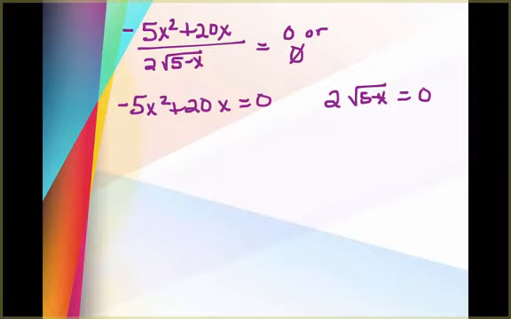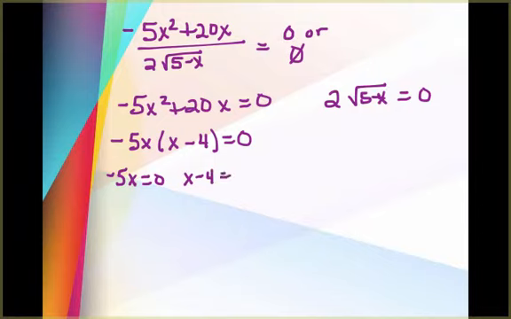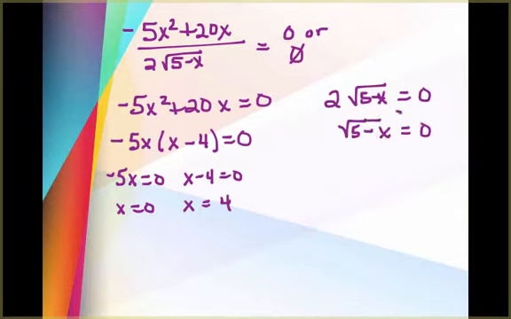So I'm going to solve this first part by factoring out a negative 5x. And if I do that, I'm going to get x minus 4. Then I set each part equal to 0, and I get x is 0 and x is 4. Now, on the second part of the problem, I'm going to divide both sides by 2. Then I'm going to square both sides and get 5 minus x equals 0. I could add an x to both sides and get that 5 equals x. So there are going to be my critical points.